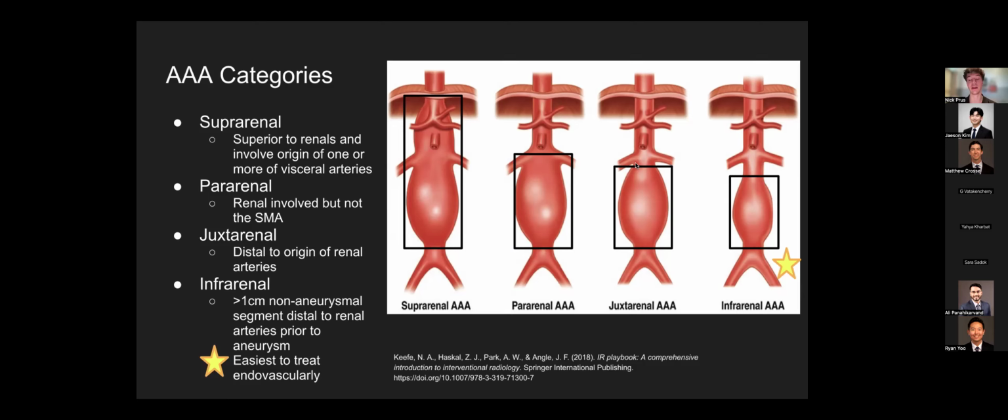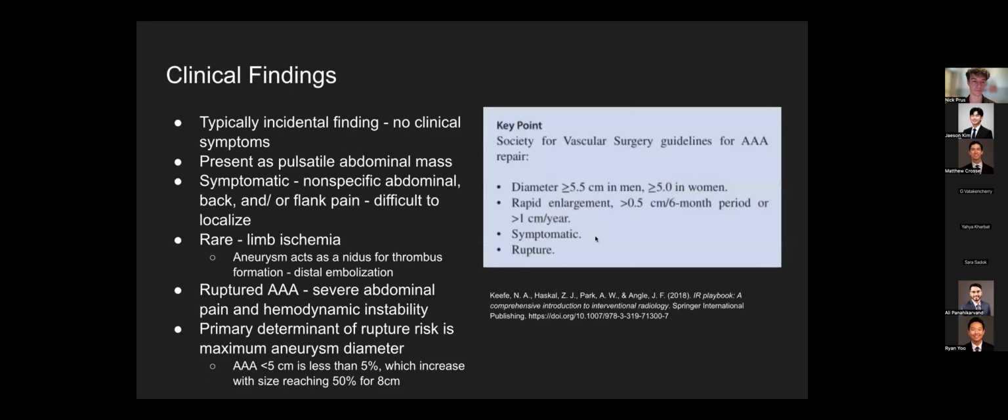And then infrarenal is if there's greater than a 1.5 centimeter non-aneurysmal segment distal to the renal arteries prior to the aneurysm. So this is the easiest to treat endovascularly because there's a good proximal landing zone. This is really important. I've previously mentioned this. This is pivotal for preventing endoleaks. So I'm going to talk about endoleaks in a later slide, but the infrarenal AAAs is what's able to be treated via EVAR as effectively as possible.